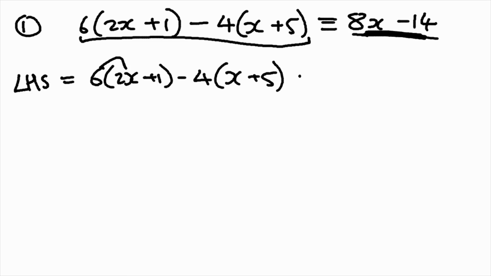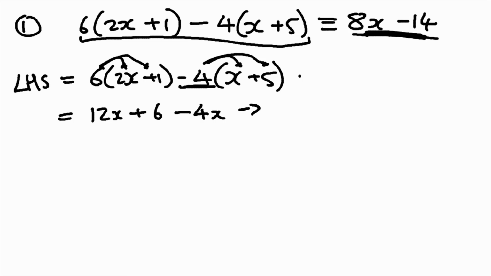So our first step is going to be expanding our brackets. 6 lots of 2x is 12x. 6 lots of plus 1 is plus 6. Minus 4 lots of x is minus 4x. And minus 4 lots of 5 is minus 20.